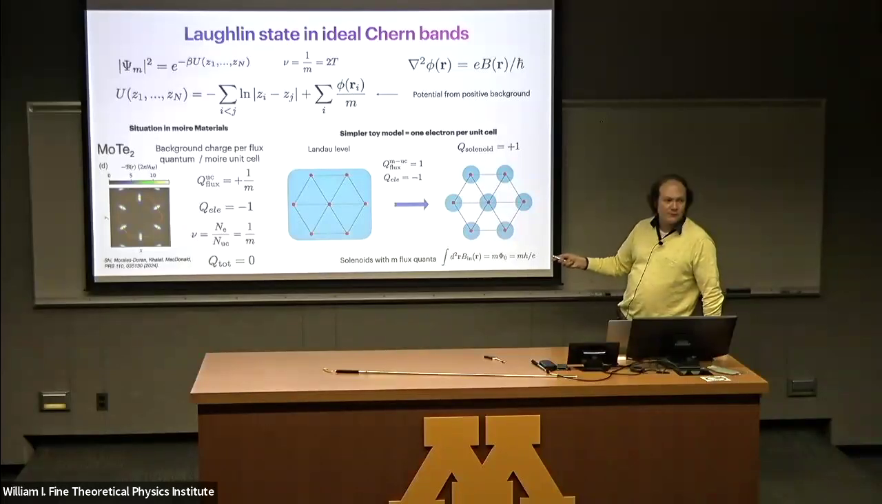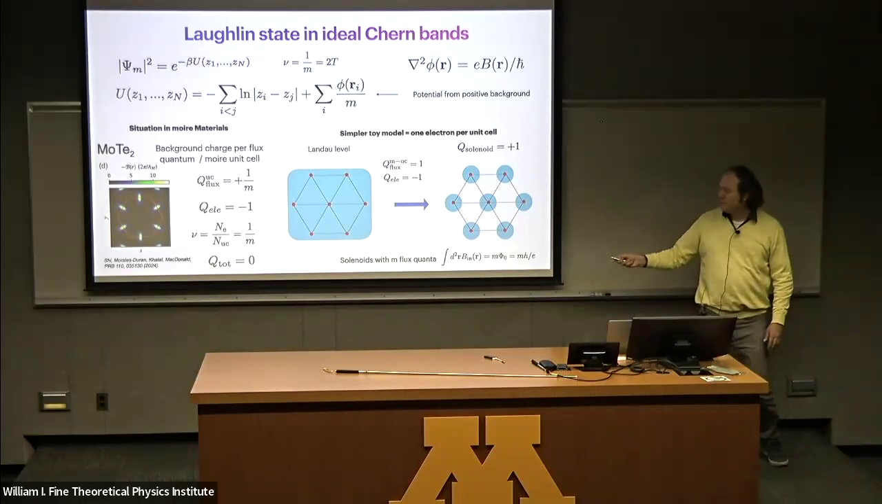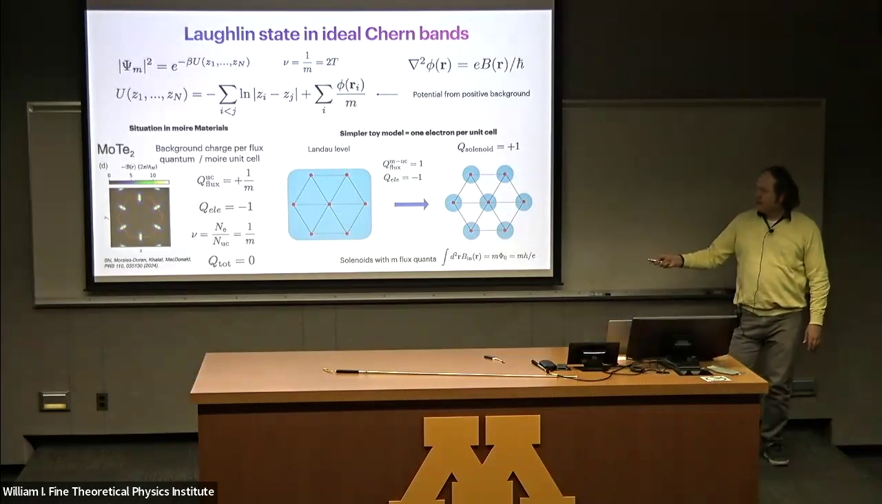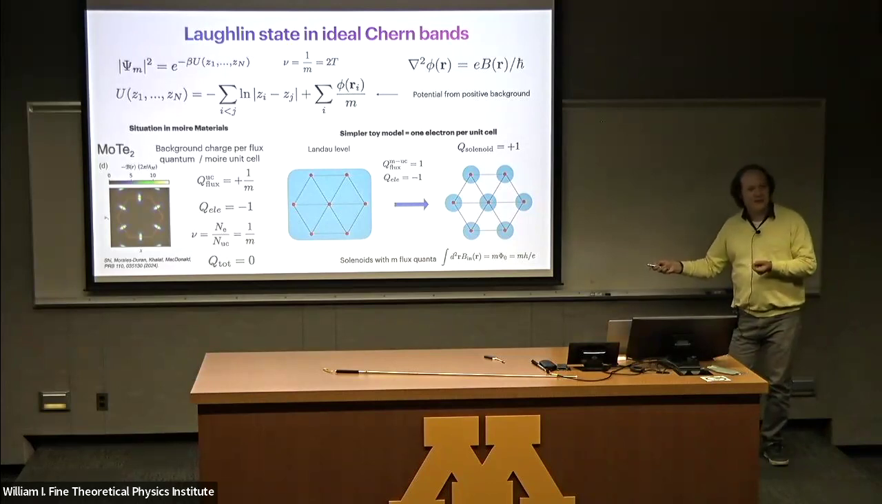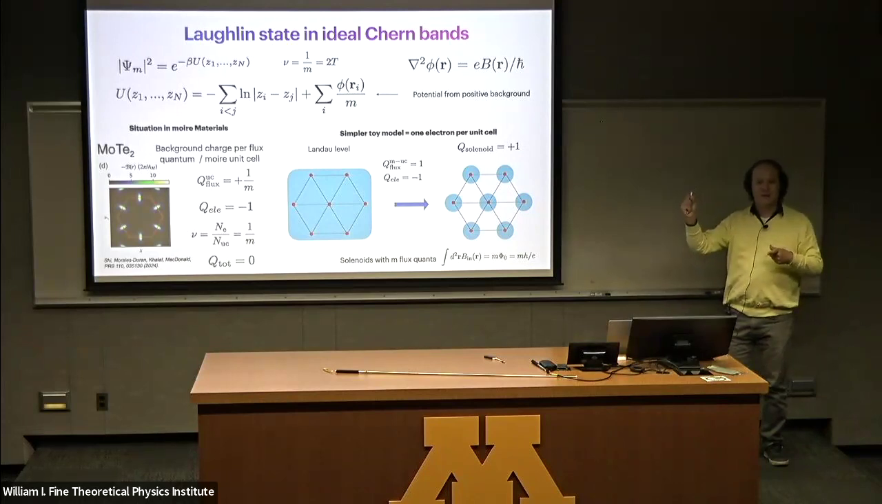So the electrons are trying to form this kind of Wigner crystal, but the neutralizing background is just uniformly spread. So all I'm going to do, when you count the number of fluxes per unit cell of the Wigner crystal, because there is one electron, then there will be M fluxes per unit cell. Each flux has charge 1/m, so that means the background charge of the unit cell in the Wigner crystal is 1, okay?